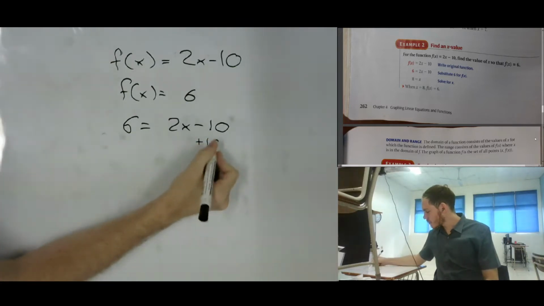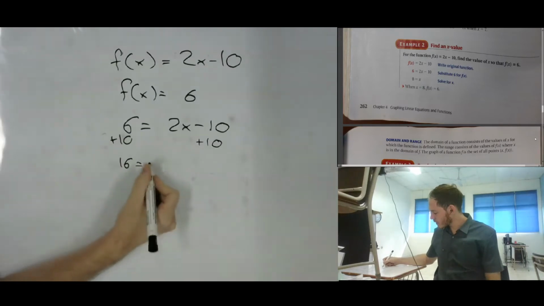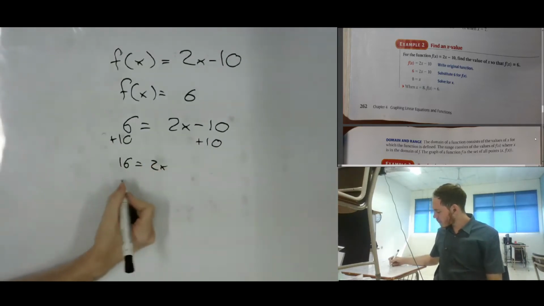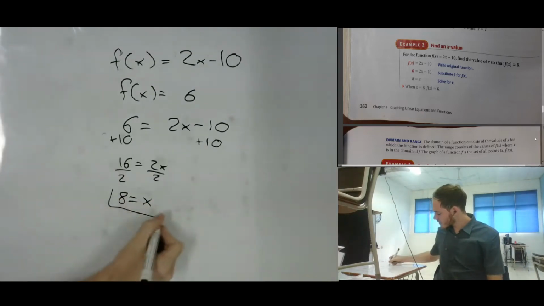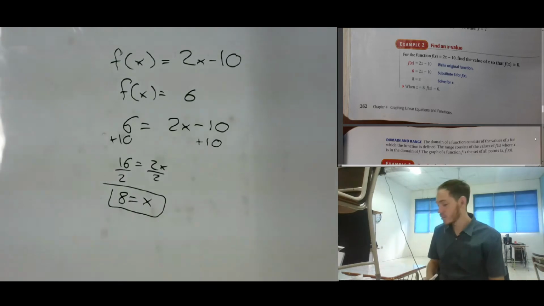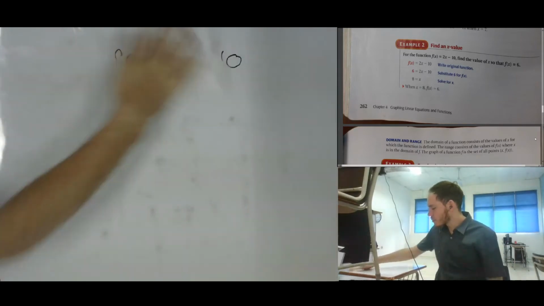So I'm going to add 10 to both sides. I get 16 equals 2x. So then dividing by 2, we get 8 equals x. Okay, so that's a solid answer right there. Now, that is some basics of just plugging in and solving functions.